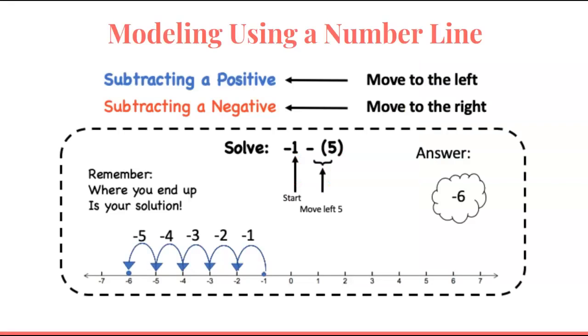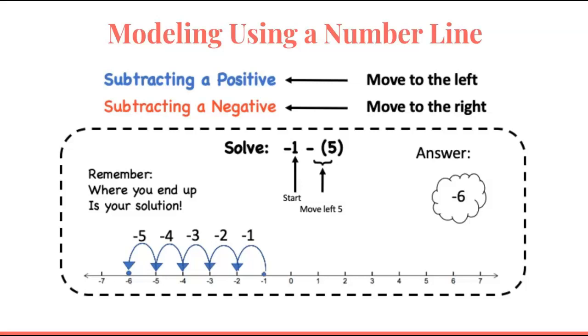So let's take a look at this first example. We have -1 and we're taking away 5. Okay, so we have a rule here when using a number line. If we're subtracting a positive number, like we are in this situation, we move to the left. If we're subtracting a negative number, which we're not doing in this scenario, we move to the right. Otherwise, all of our steps stay the same.